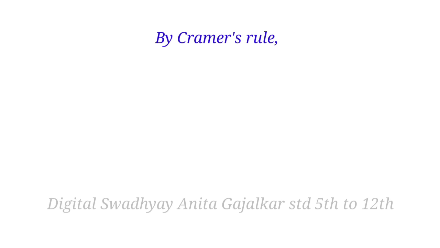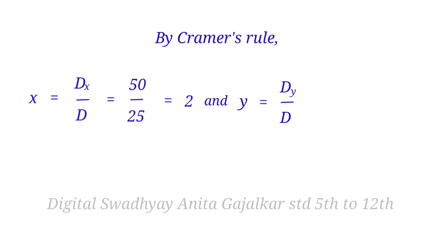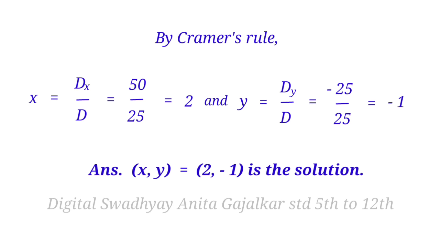By Cramer's rule, x equal to dx by d, equal to 50 by 25, equal to 2, and y equal to dy by d, equal to minus 25 by 25, equal to minus 1. x, y equal to 2, minus 1 is the solution.